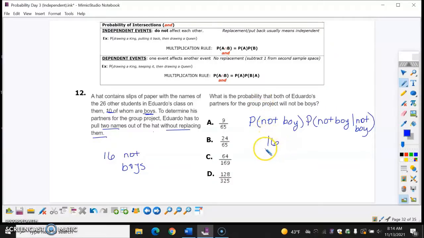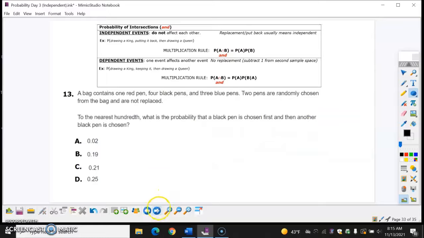There are 16 the first time he's choosing. There's 16 students that are not boys out of 26 total students. The next time he chooses, there are only 25 to choose from. We started with 16 that are not boys, but we're using one of them here. So now this is going to be only 15 to choose from, only 15 possibilities of not a boy given that. So if you multiply and simplify those, we get B.